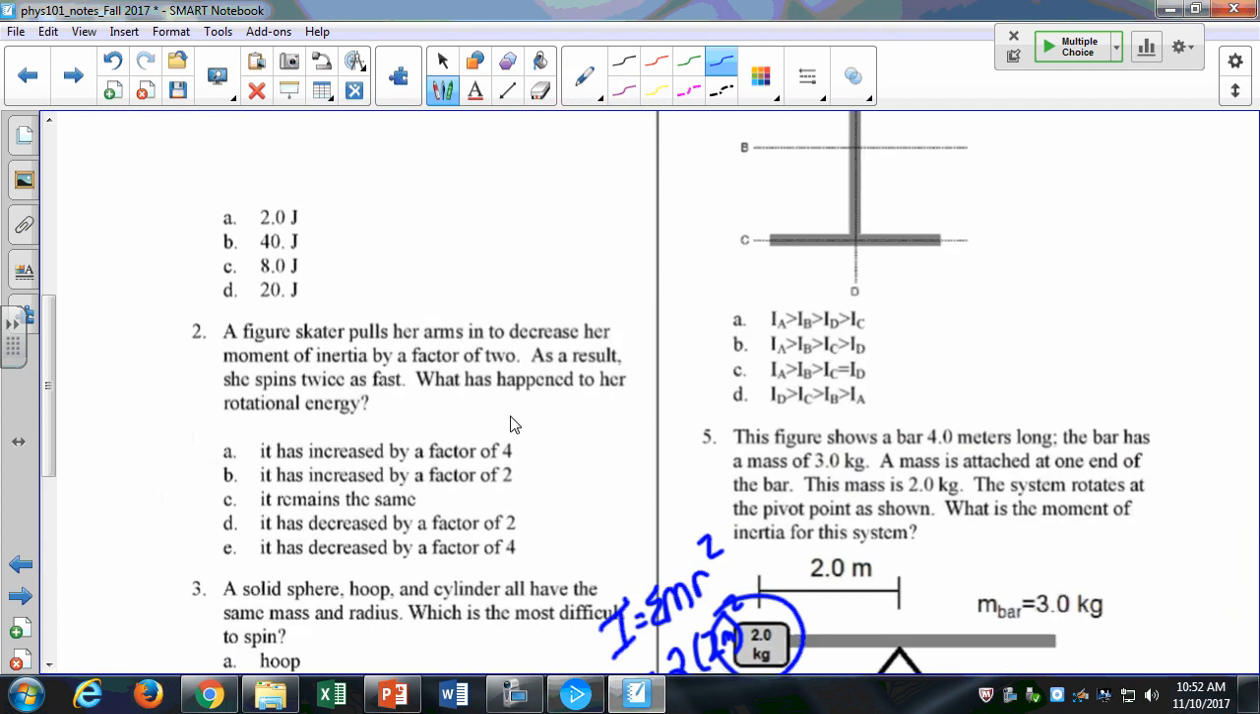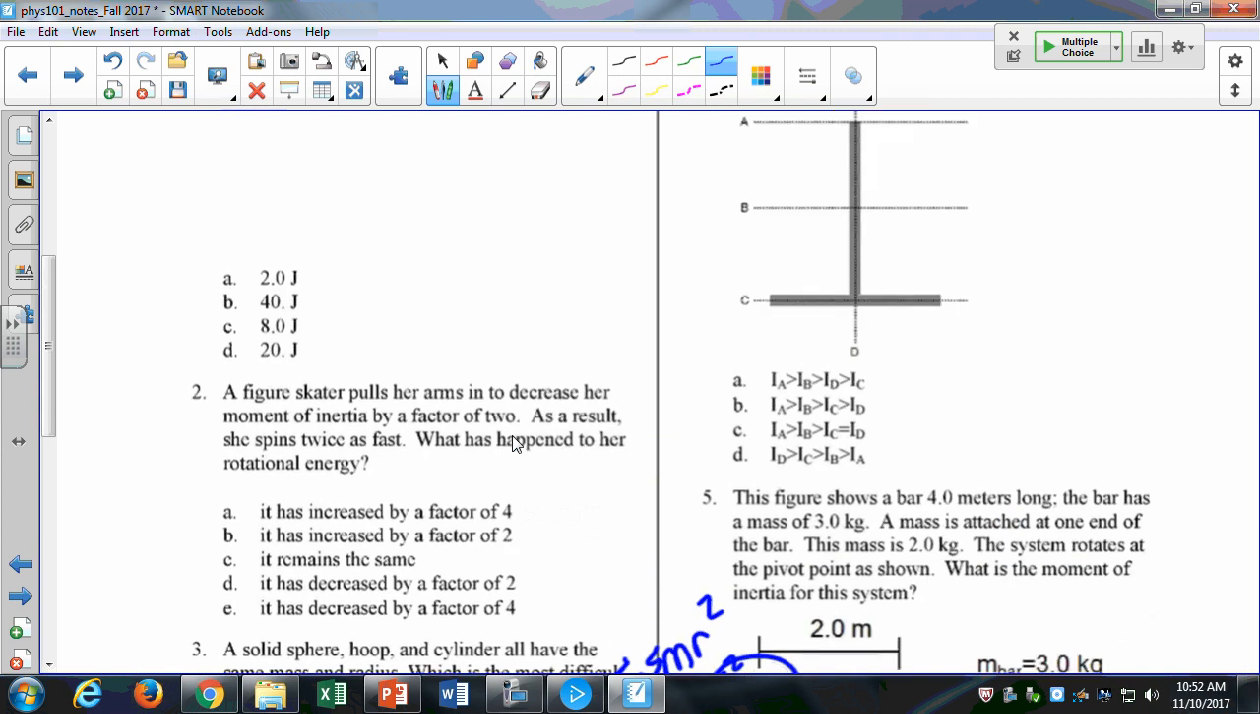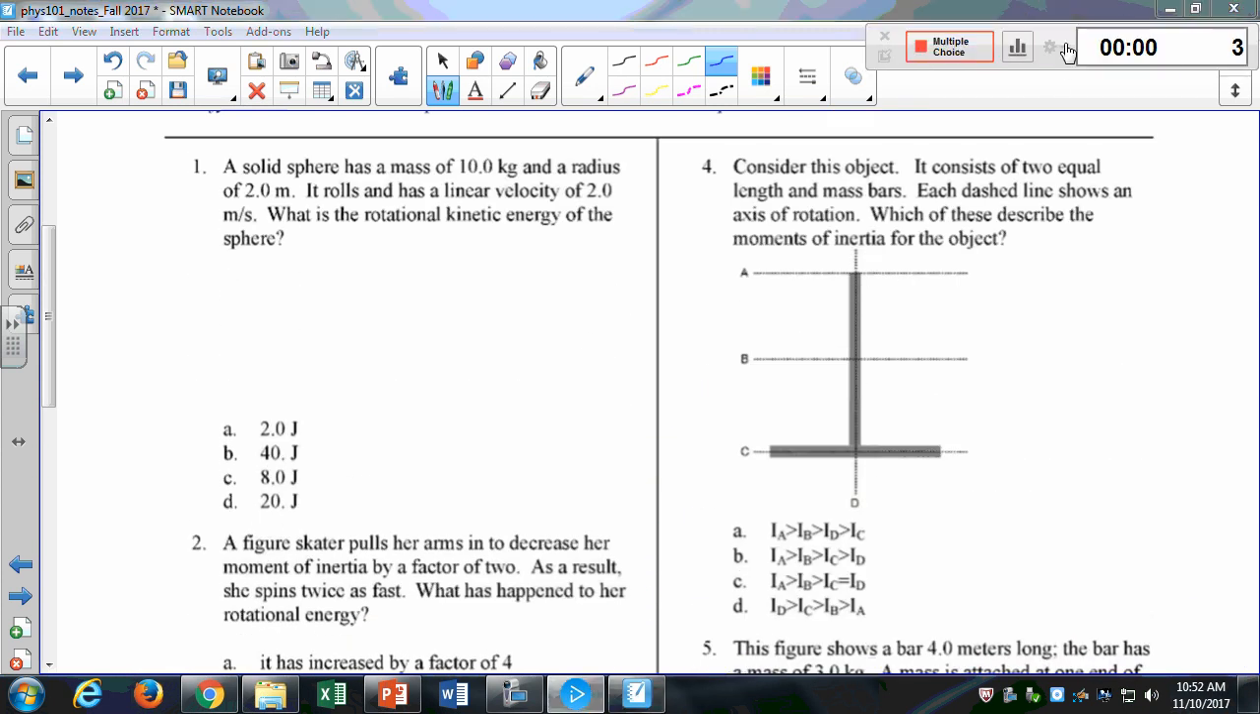Okay, let's do number 1. Y'all clear on that? There are 2 parts you have to add up. The moment of inertia. All right, number 1. After this one, we'll do number 4. So go on to number 4 if you finish number 1.